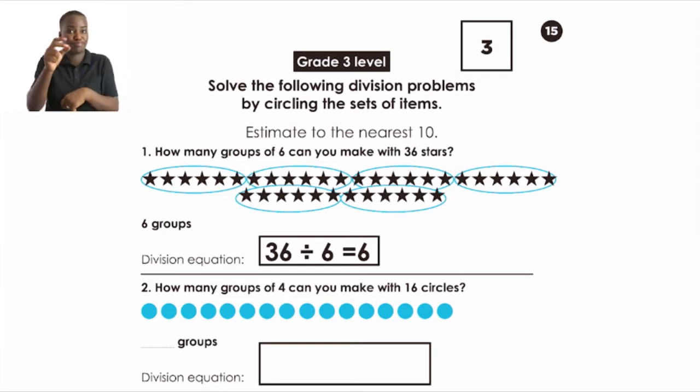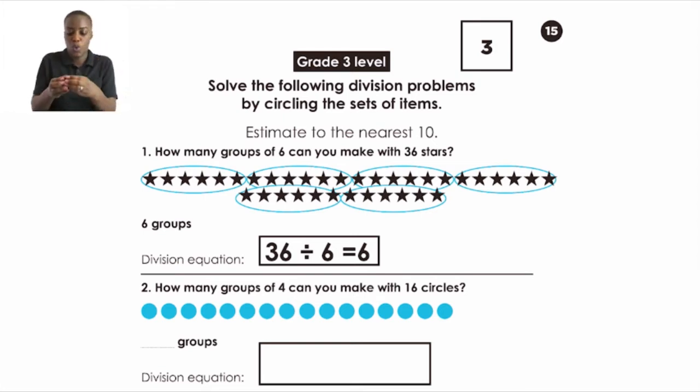Number 1 says, how many groups of 6 can you make with 36 stars? So they have 36 stars, and in each group they are going to put 6 stars. You can count them and see that in each group there are 6 stars. After grouping all the stars, it is now time to count the groups themselves. You can also see and count by yourselves how many groups there are. The answer is on the left side. There are 6 groups. So in each group there are 6 stars.